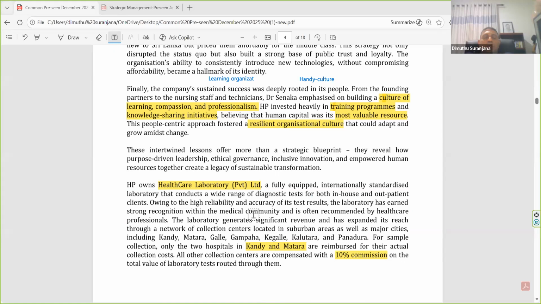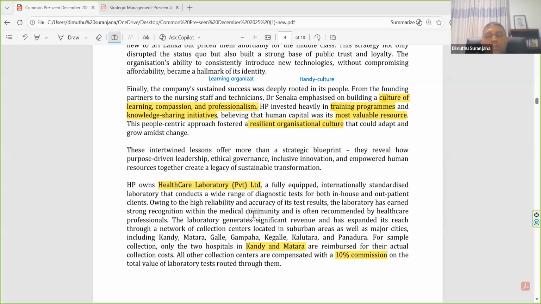HP Healthcare Laboratory Private Limited. Healthcare Laboratory Private Limited is a fully equipped, internationally standardized laboratory that conducts a wide range of diagnostic tests for both in-house and outpatient clients. So like a local laboratory, Sri Medical Healthcare also has a laboratory system. That was useful for in-house patients as well as outpatient clients.